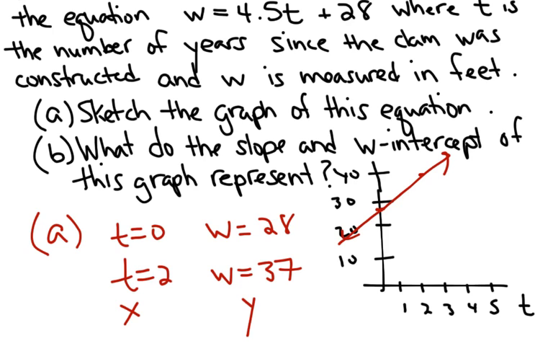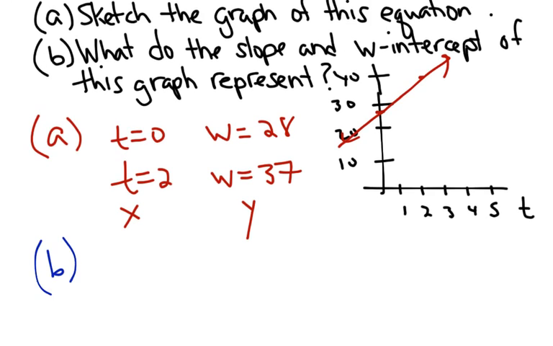So the next question was, what does the slope and the w-intercept of the graph represent? Well, let's start with the w-intercept. The w-intercept was 28. That means when I first created this dam, the water level started at 28 feet. So the w-intercept is the water level started.